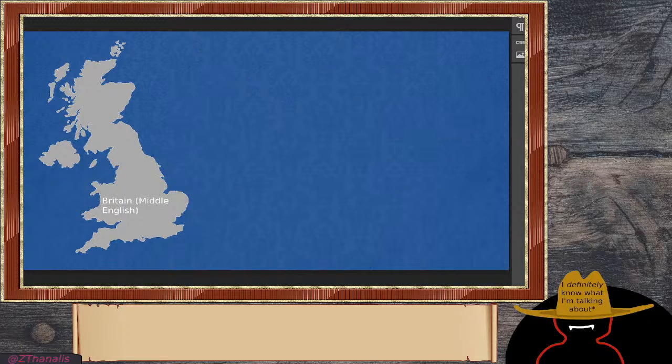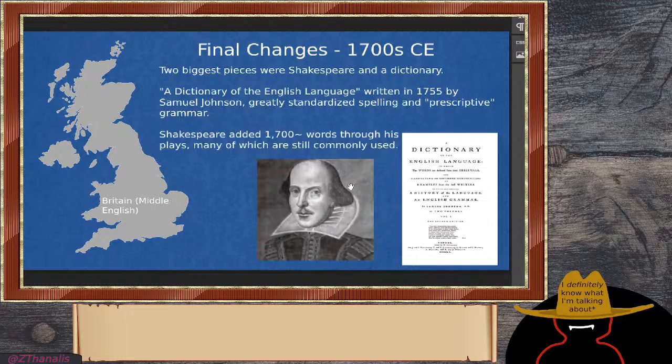Which, speaking of, some of the final changes there were actually through literature. Two of the biggest ones, I'm sure this was a process and happened over time, but two of the biggest points we can turn to and exactly point out are Shakespeare and a dictionary.